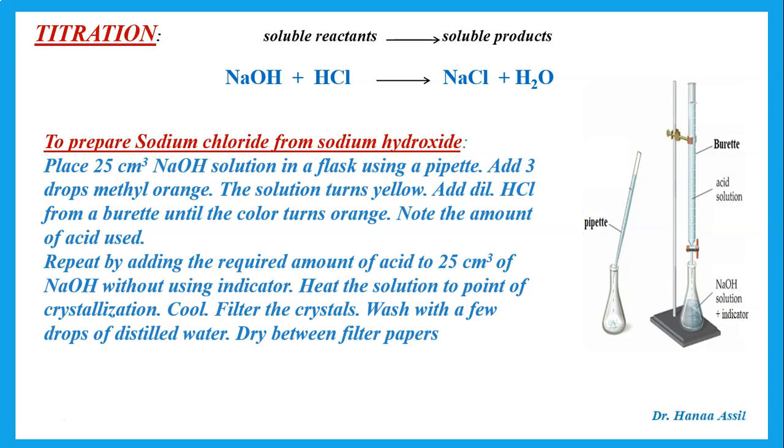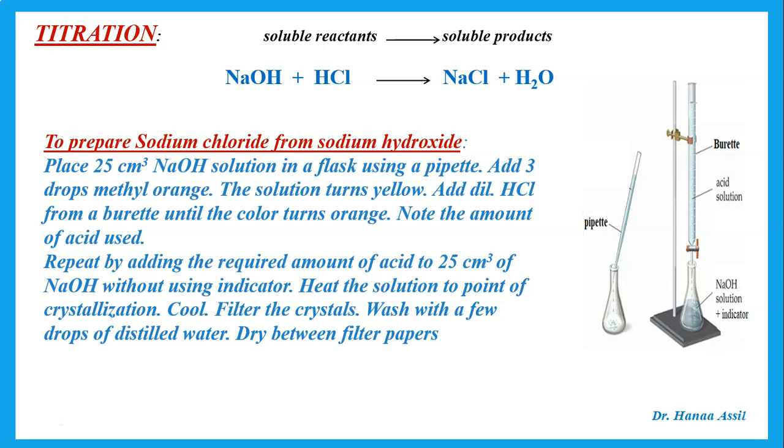So we put a specific amount of sodium hydroxide or a base in the flask using a pipette. We add an indicator. So if we add methyl orange to the base, the solution turns yellow. Now we add HCl from the burette until the methyl orange turns from yellow to orange, and we know the amount of acid used. So now I know how much acid I should add.